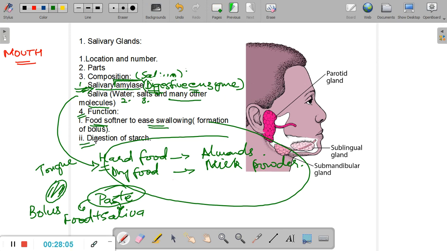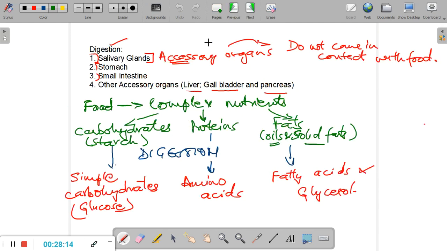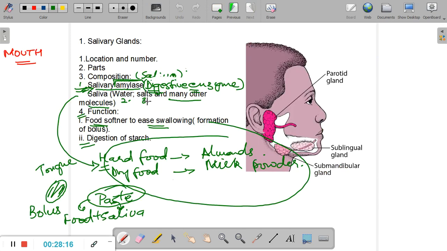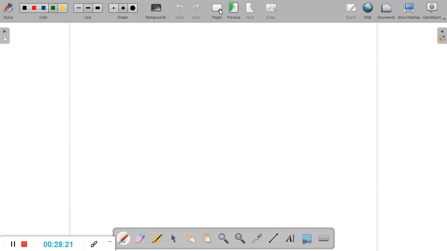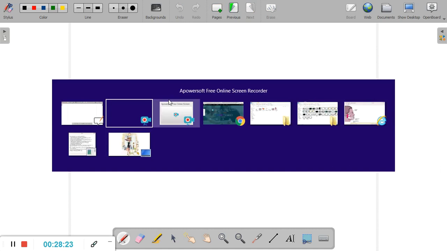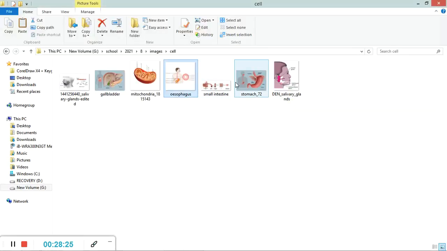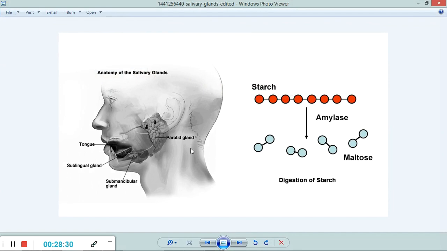The second function, which is basically the more important function of saliva, is digestion of starch. I'm not sure whether we have the slide for that, but we can always bring the image, for which you'll just have to wait. So let us just open up a new page and let me bring across an image. Let us drag an image here. So we have an image right here, and this is what starch is and what amylase does.